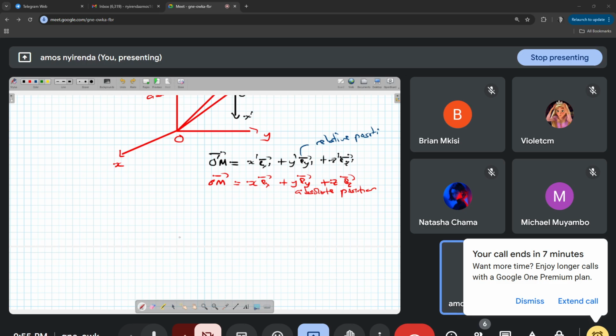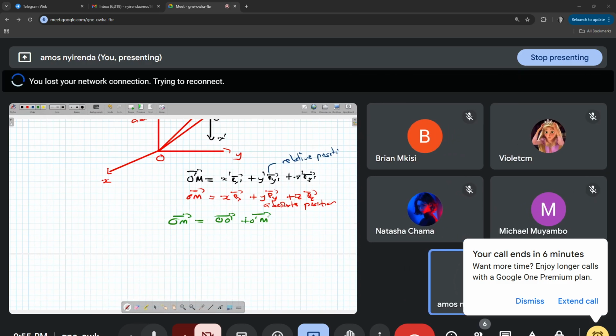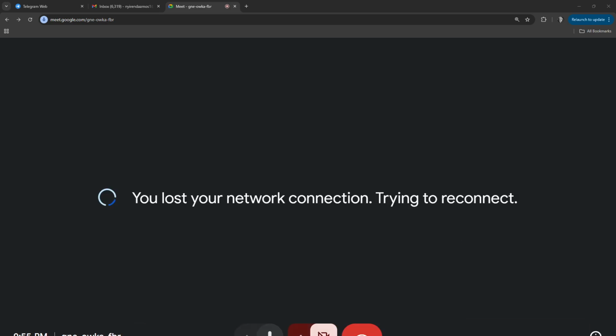So I can safely say that the vector OM is going to be equal to OO prime, plus O prime M. I have the expression for O prime M. Now this is the absolute position.